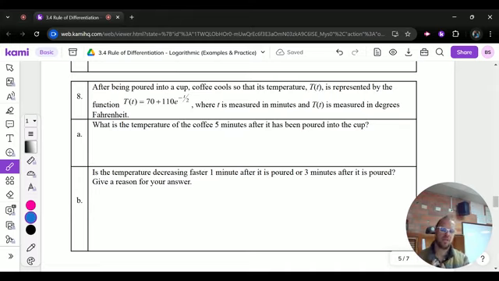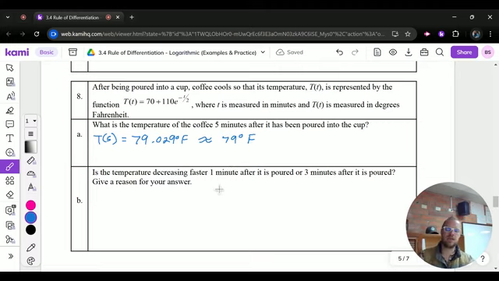After being poured into a cup, coffee cools so that its temperature, T of t, is represented by the function T of t is equal to 70 plus 110 e to the negative t over 2, where t is measured in minutes and T of t is measured in degrees Fahrenheit. So what is the temperature of the coffee 5 minutes after it's been poured? So this is just using our actual T of t. So T of 5, and you're just putting 5 into this equation up here, okay? So if you do that on your calculator, you'll get 79.029 degrees Fahrenheit, which I would probably round to just 79 degrees Fahrenheit, all right?